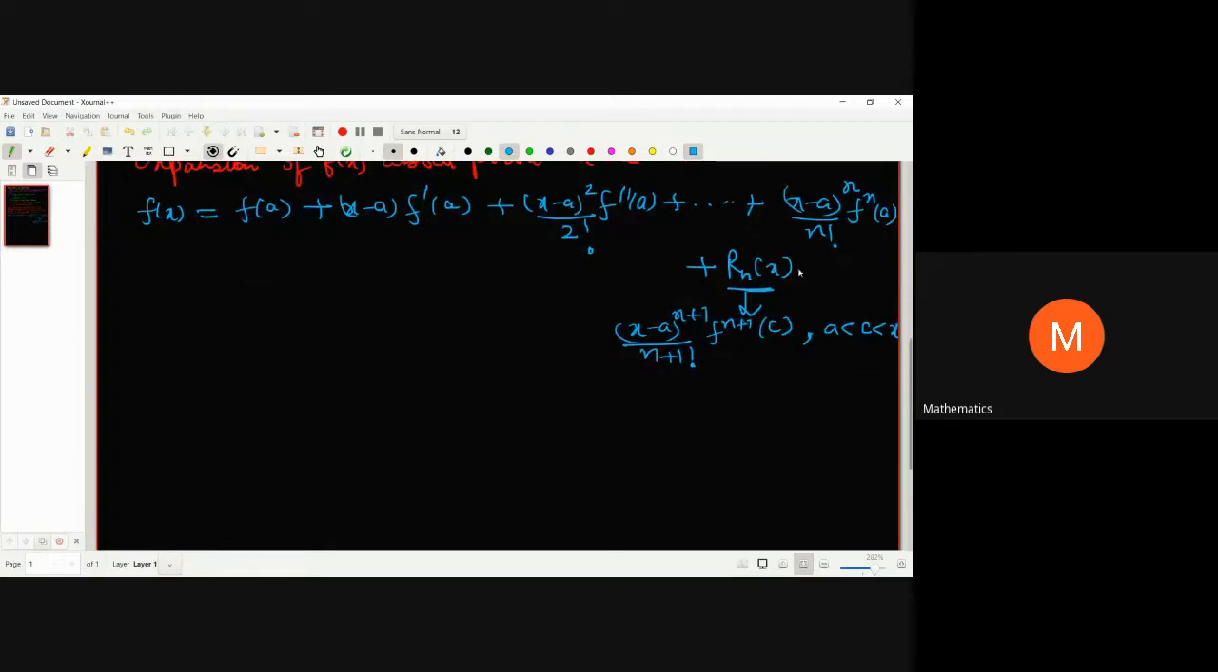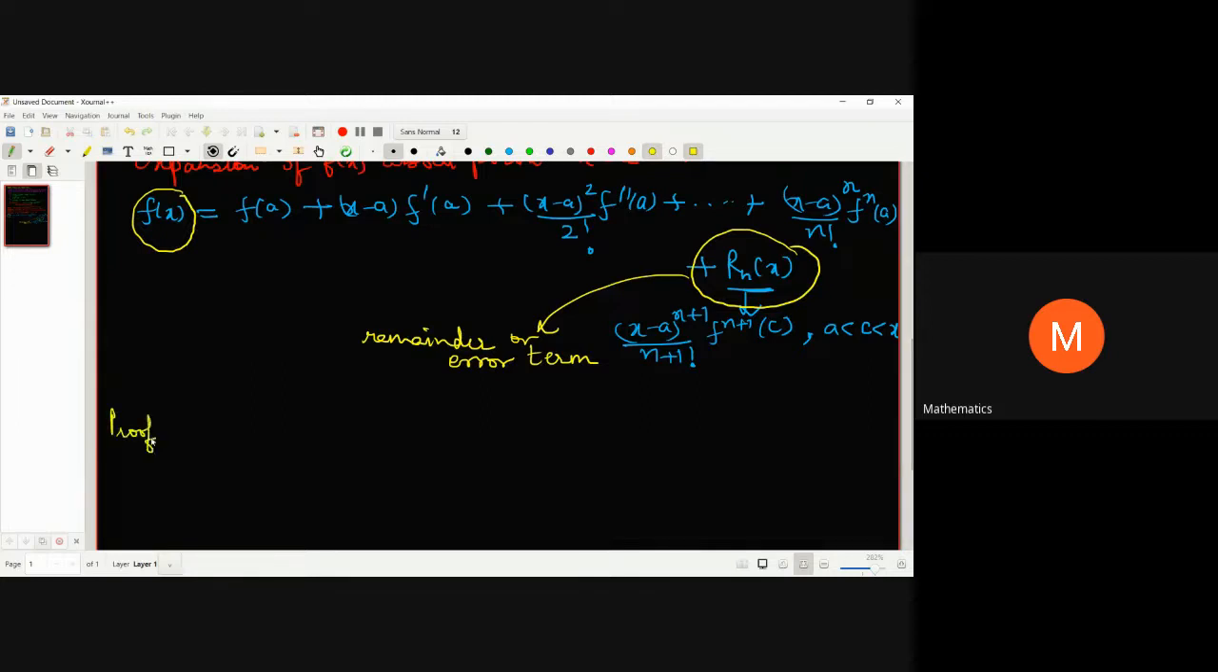And this R_n(x) is called the remainder or error term of the expansion. Basically, on the left hand side we have a function which is continuous and has continuous derivatives up to order n+1. On the right hand side we have a polynomial expression of degree n with some error term. So if this error term is added to the polynomial, we get the exact expression for the function f(x).